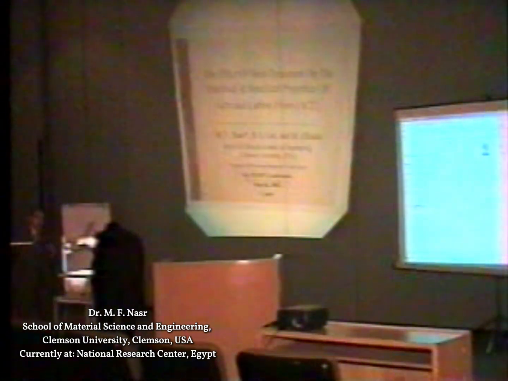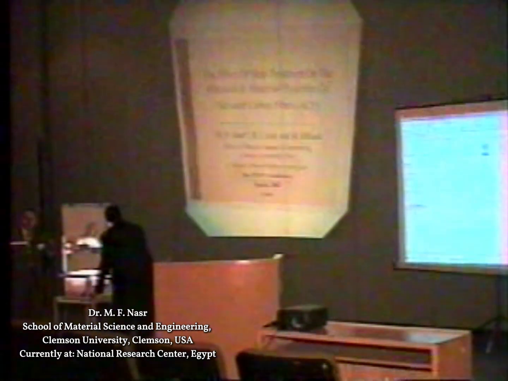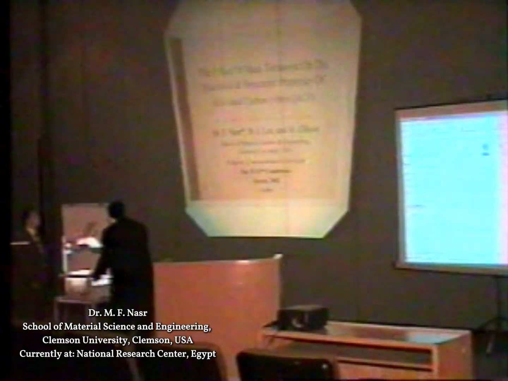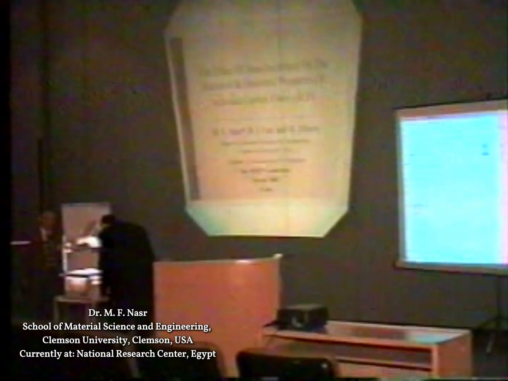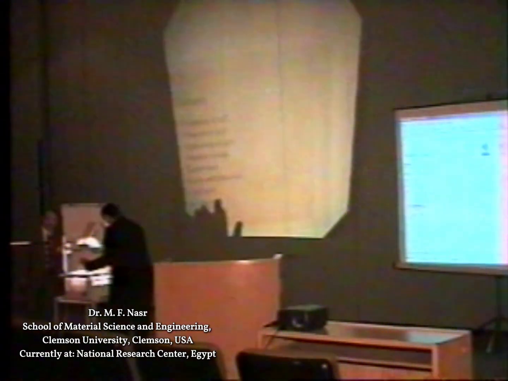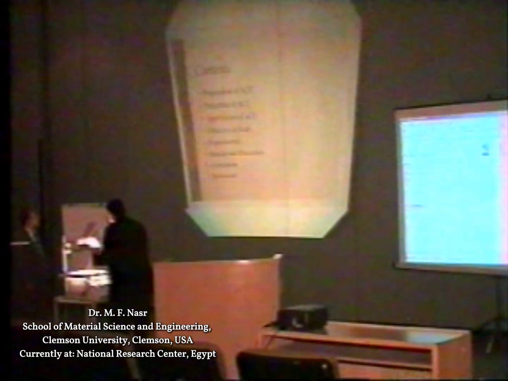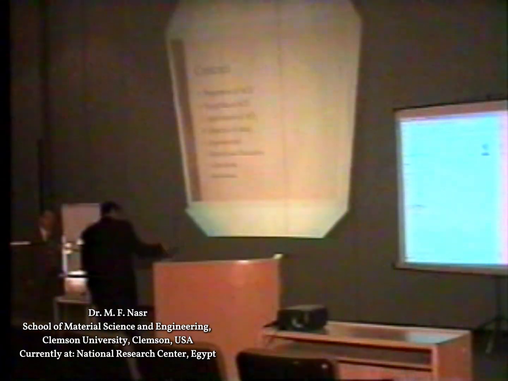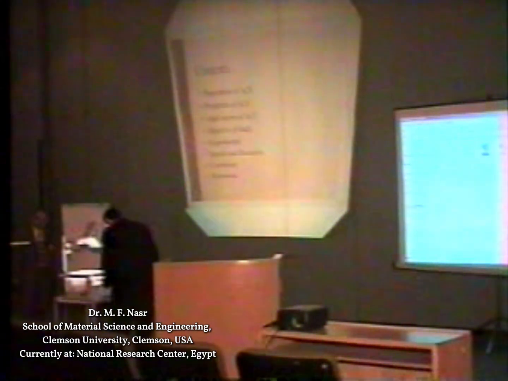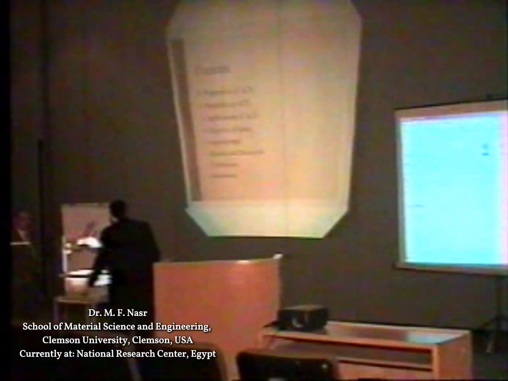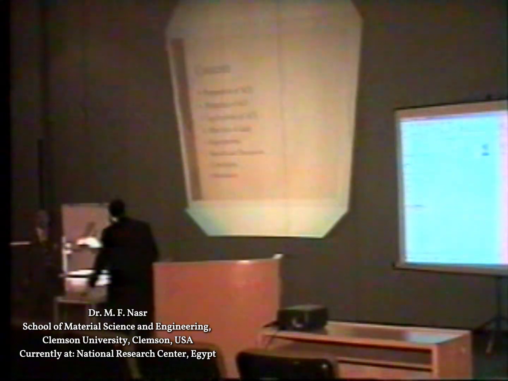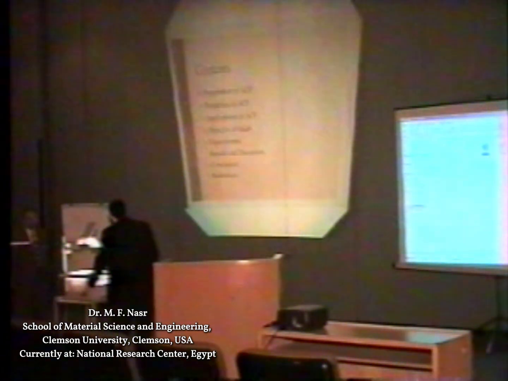The subject today is about the effect of heat treatment on the electrical and structural properties of activated carbon fiber. In the beginning, let me introduce to you what is the activated carbon fiber, the content of the topic. I'm going to talk briefly about the preparation, properties and application of ACF, which is the activated carbon fiber. I'm going to talk about the objective, experimental, result and discussion, and finally the conclusion and reference.